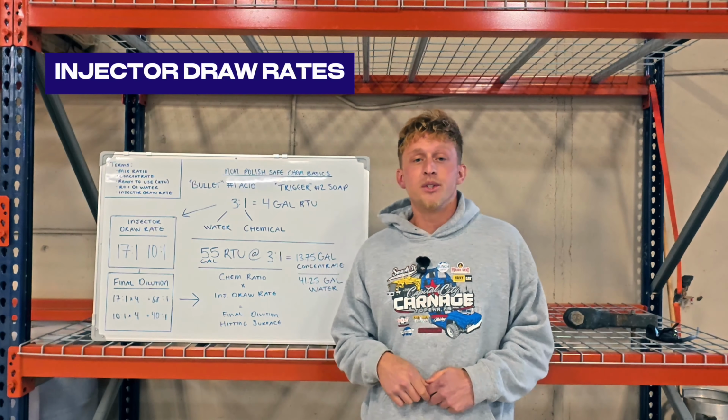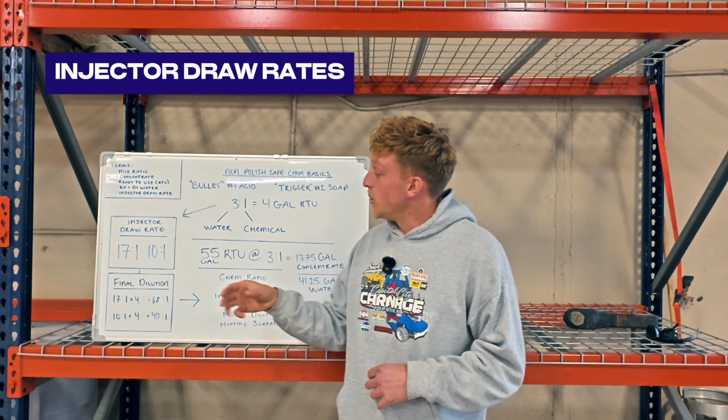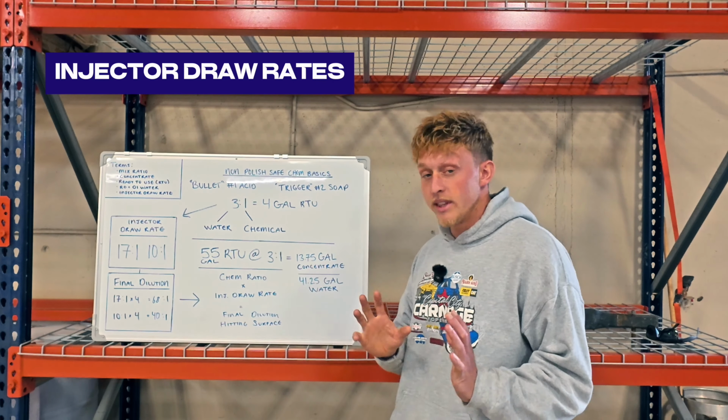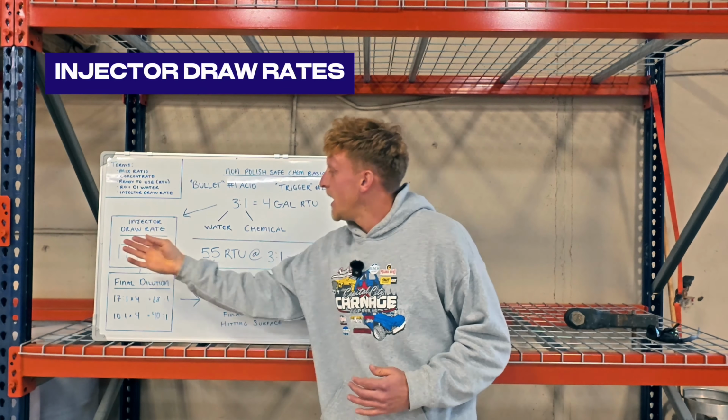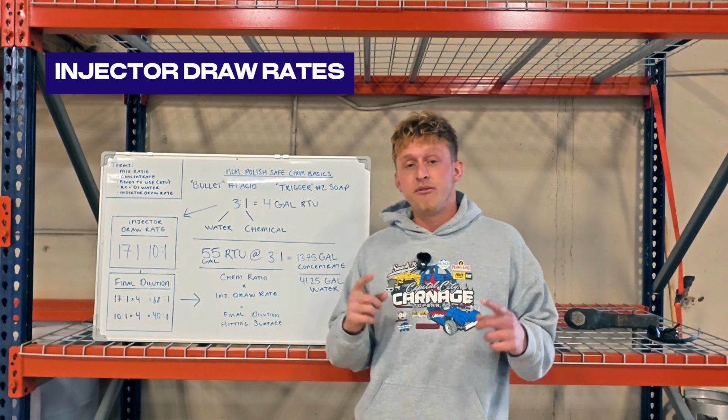Let's factor in injector draw rates. We use an injector that pulls at a 17:1 ratio, and what that means is our 4 gallons of ready to use will be mixed again at a 17:1 ratio. That brings us to final dilution.